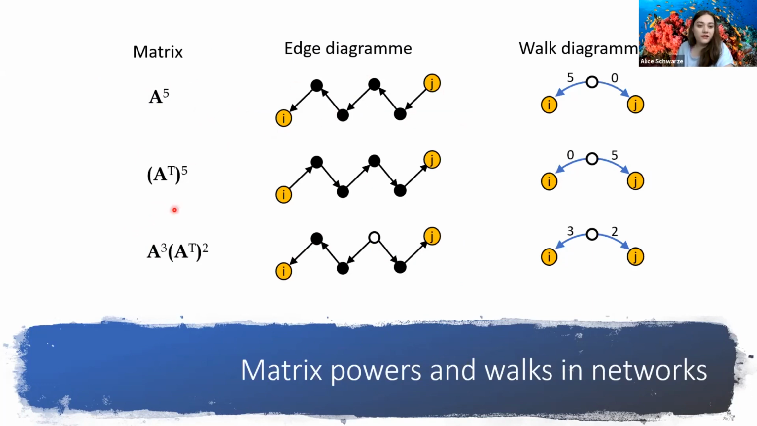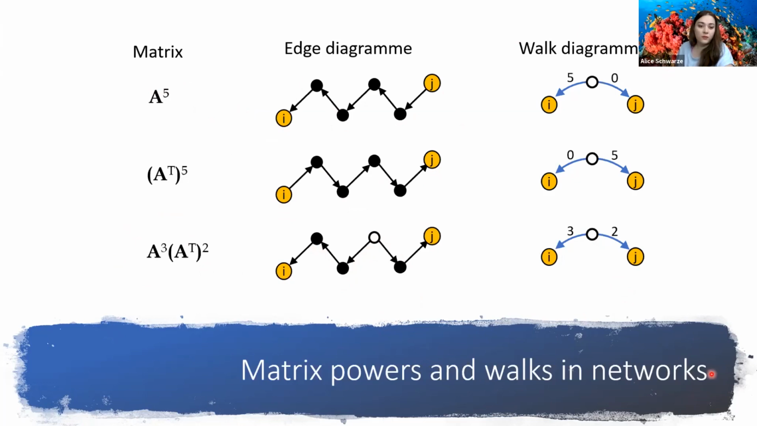And the fifth power of A transpose tells us something about how a signal can travel from the node I to the node J. And if we have a term like this that consists of A and A transpose, then what that refers to is that somewhere we have a source node, and from that source node, in some specified number of steps, we can walk to node I and to node J.